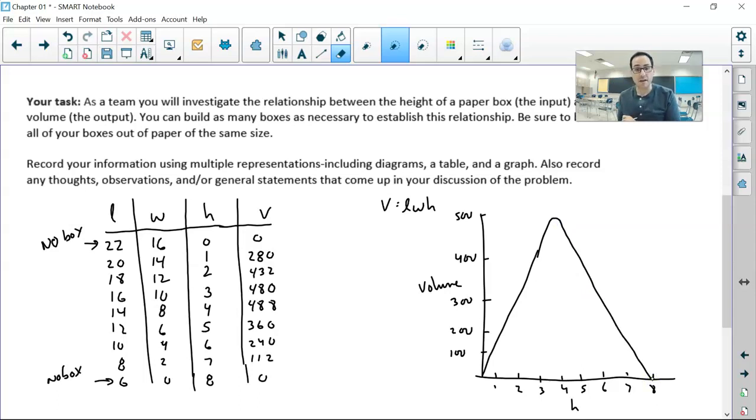Now, in the next video, we're going to be talking about the equations we can write, looking at these and the relationships between the length, the width, and the height for our boxes.